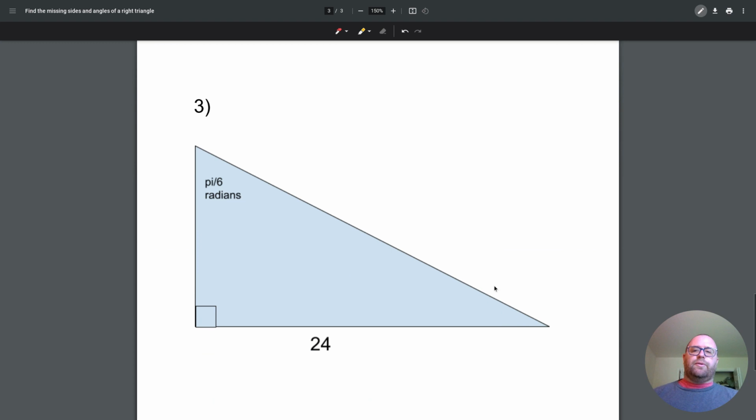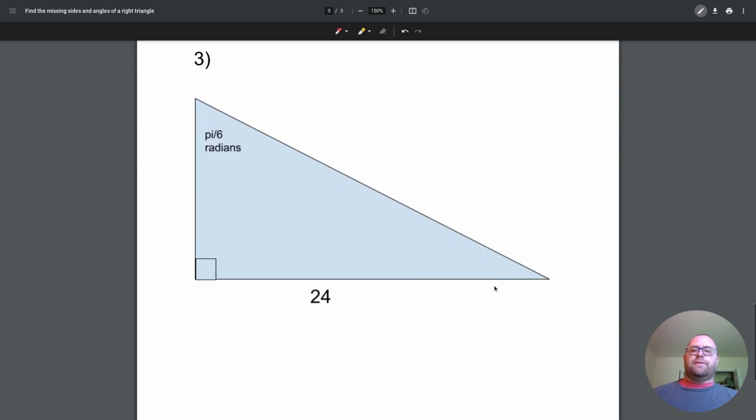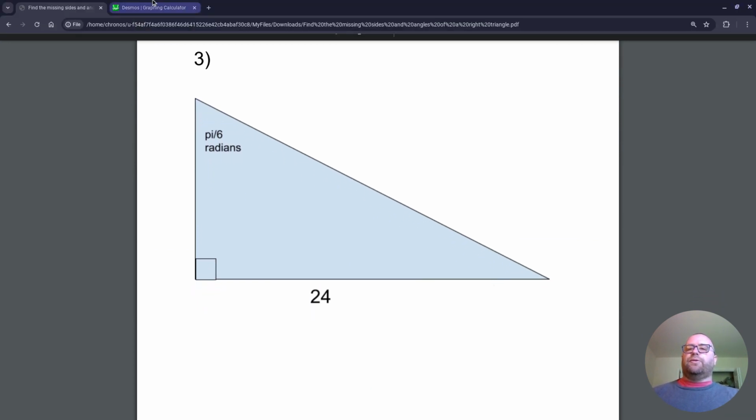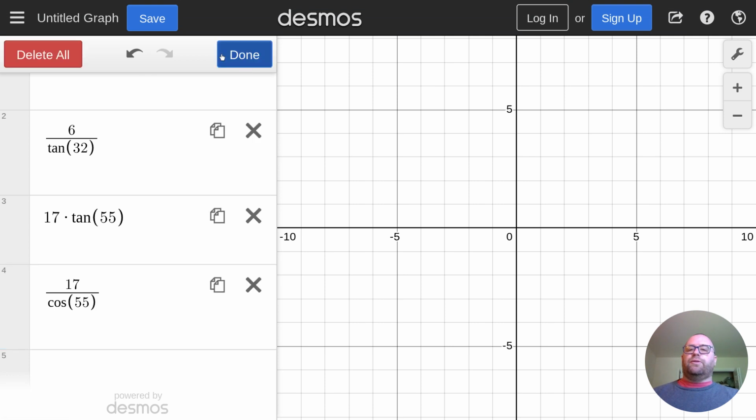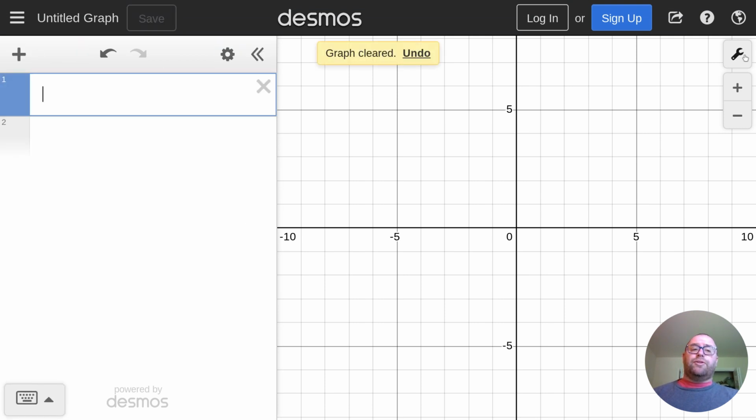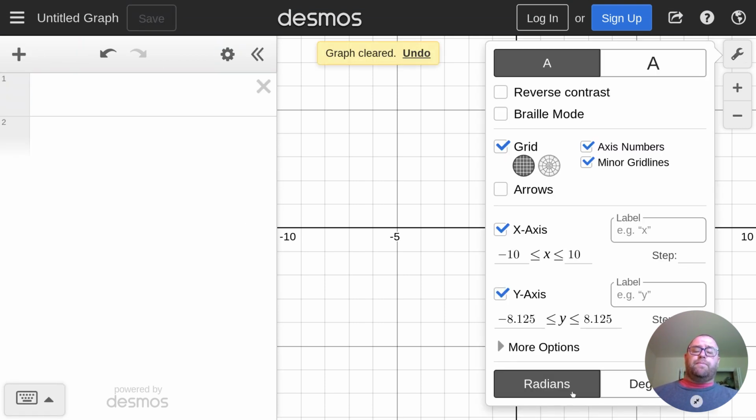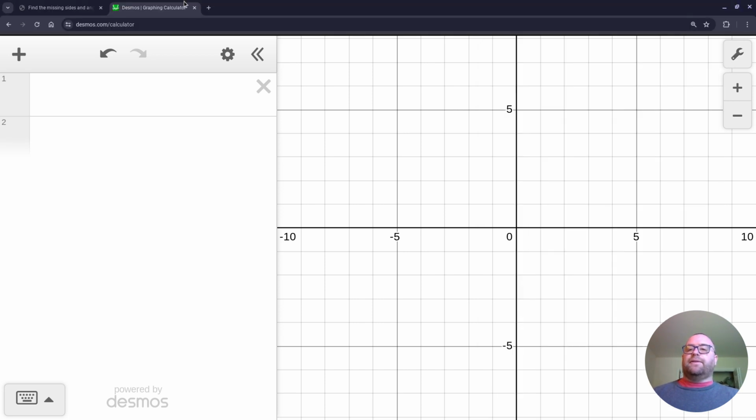Now this third one's a little bit different because we have the angle in radians. So we're going to first want to go to Desmos here, and we're going to delete everything. And then we want to check, and we'll see it pops it back to radians. So normally the default is radians. It's now highlighted radians, which is good. It's what we want. And so we'll leave that as is.